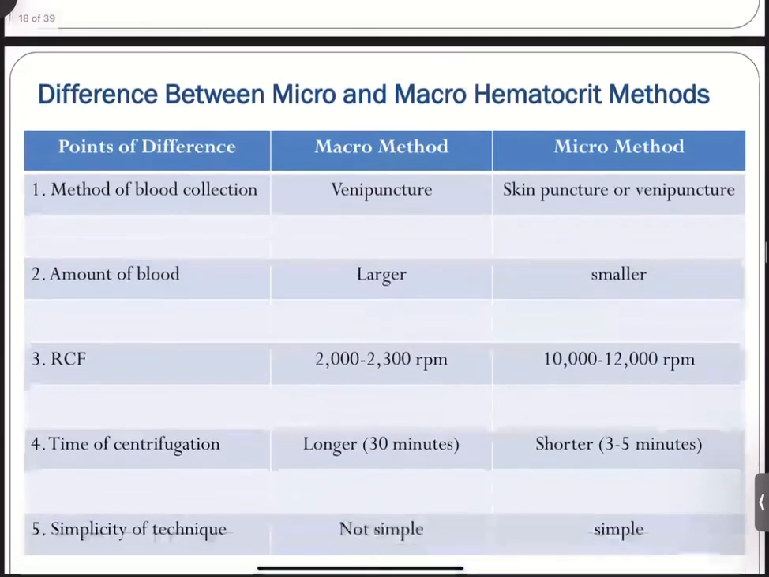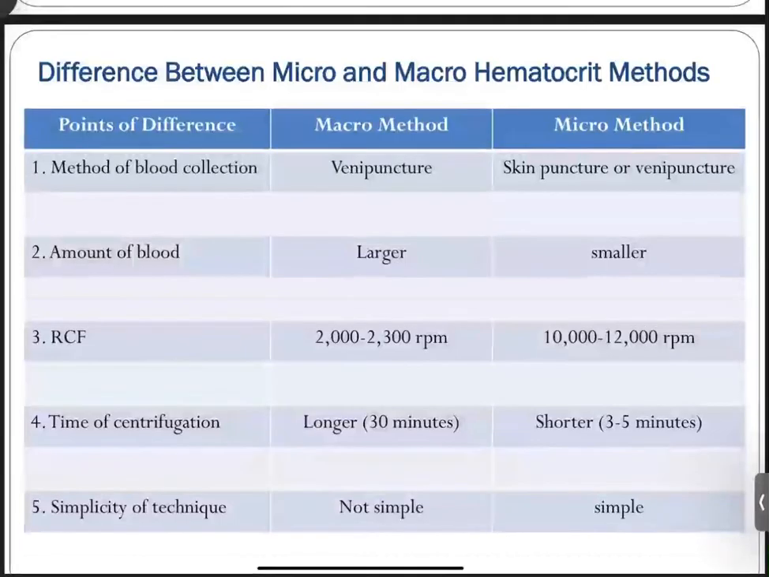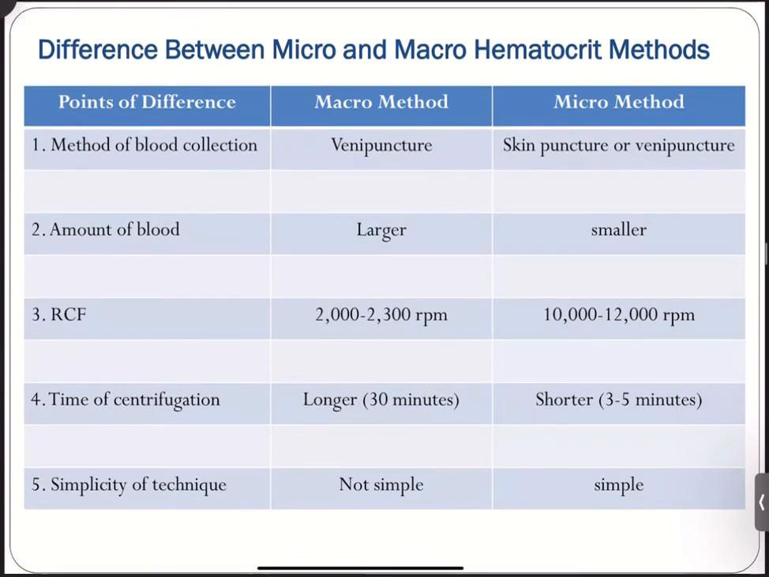Okay. How do we differentiate your macro and micro methods? Blood collection. Usually, your macro method utilizes venipuncture while your micro method uses skin puncture or venipuncture. Okay? Next, the amount of blood is larger for the macro method, of course, because the tube is larger, like your Wintrobe tube. Unlike your micro method, it utilizes only a capillary tube.